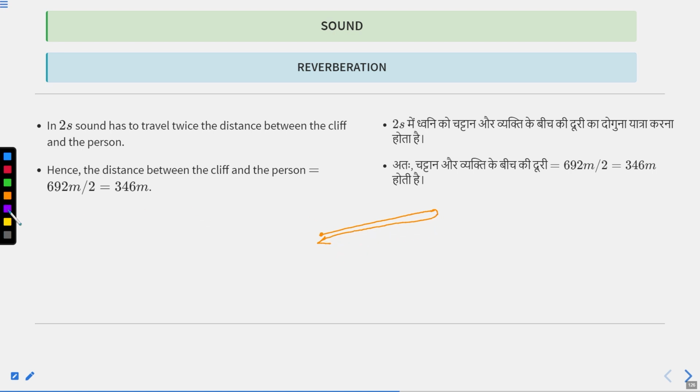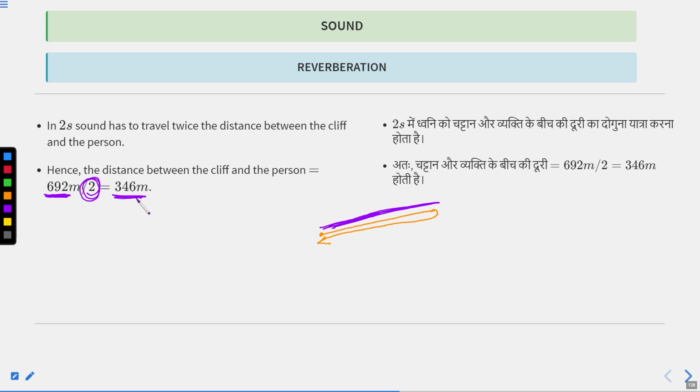And now we have to calculate the distance between that person and the cliff. And what will be that distance? That distance will be the calculated distance divided by 2. The distance we have calculated is 692 meters divided by 2. It will be 346 meters. So the distance between the cliff and the person is 346 meters. I hope this question is clear to you.